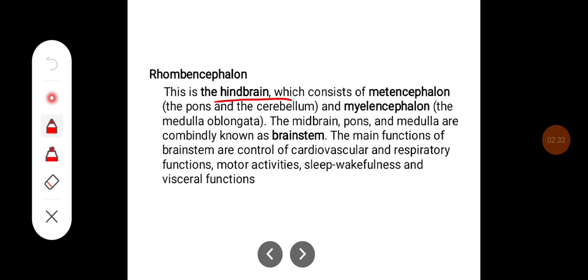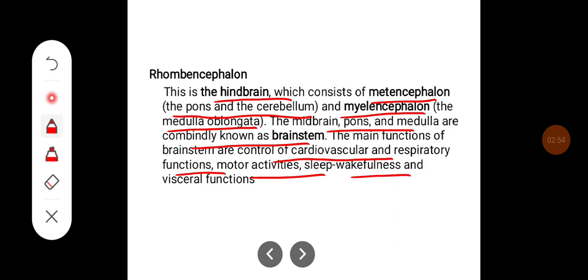The rhombencephalon is the hindbrain, which consists of the metencephalon, the pons and cerebellum, and the myelencephalon, that is the medulla oblongata. The midbrain, pons, and medulla are together known as the brainstem. The main functions of the brainstem are control of cardiovascular and respiratory functions, motor activities, sleep-wakefulness, and visceral functions.